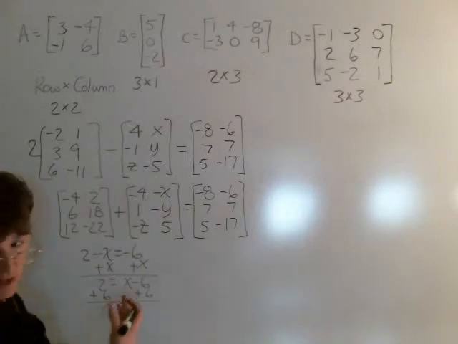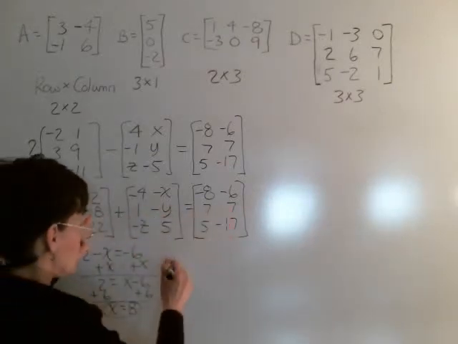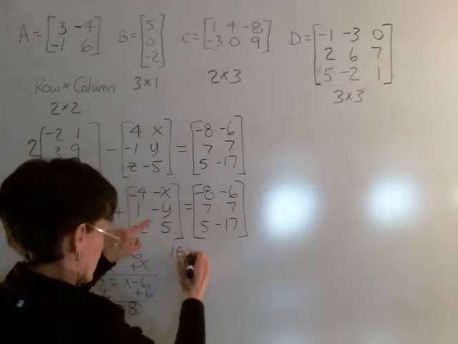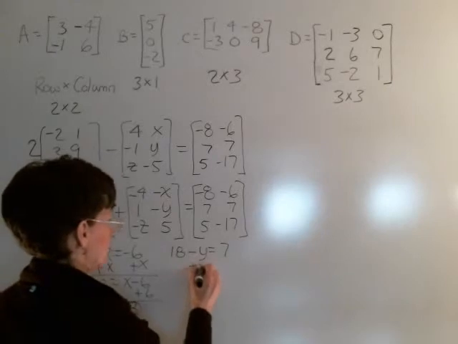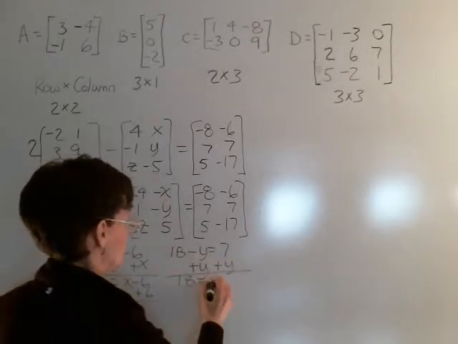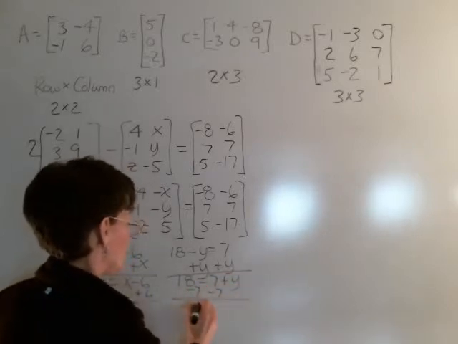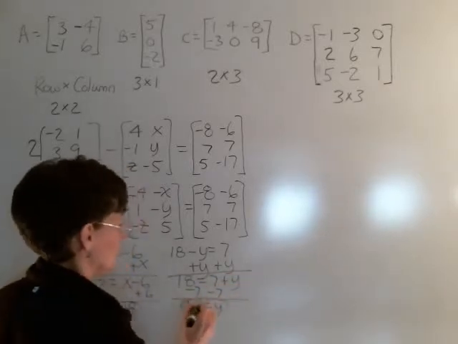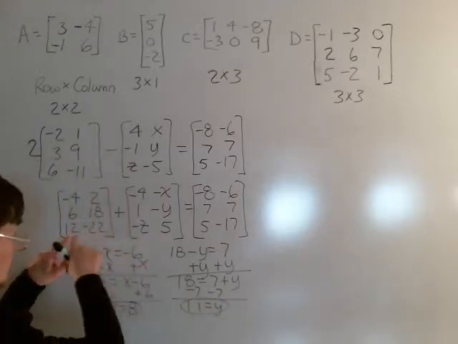All right, well, let's look at another one. 18 plus -y equals 7. So 18 minus y equals 7. Here again, I'll add y to both sides. And then I have 18 equals 7 plus y, subtract 7, and I get that 11 equals y. And then, of course, I have one more variable, so I'll write that equation.